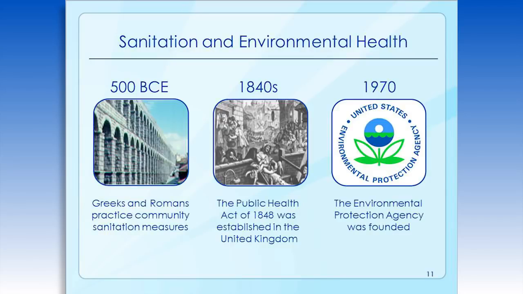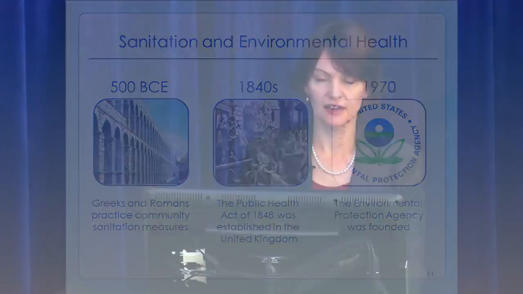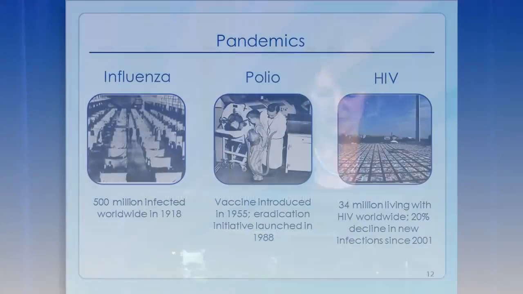So around 500 BCE, it's recorded that the ancient Greeks and Romans actively practiced sanitation measures. Fast forward approximately 2 millennia, and we see the work begun long ago in Greece, continuing in the United Kingdom through the passage of the Public Health Act of 1848, which established a central board of health and placed responsibilities for sanitation in the hands of boroughs. In 1970, in the United States, the administration of President Nixon established the Environmental Protection Agency, which still today protects our health by safeguarding air, water, and land.